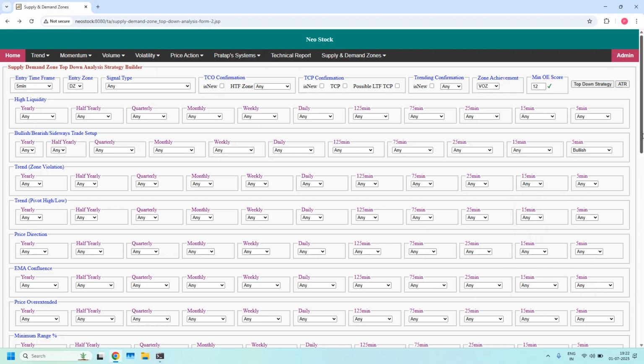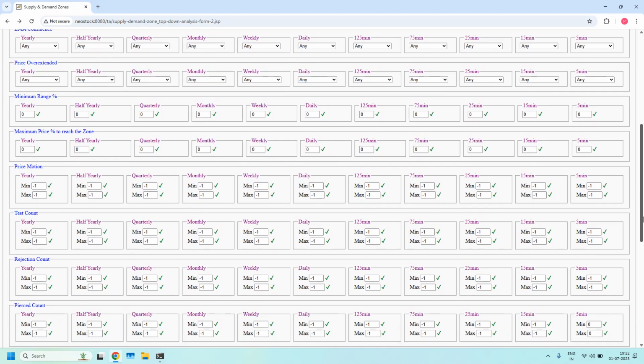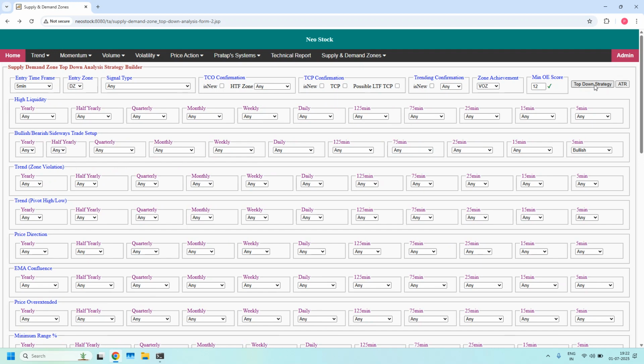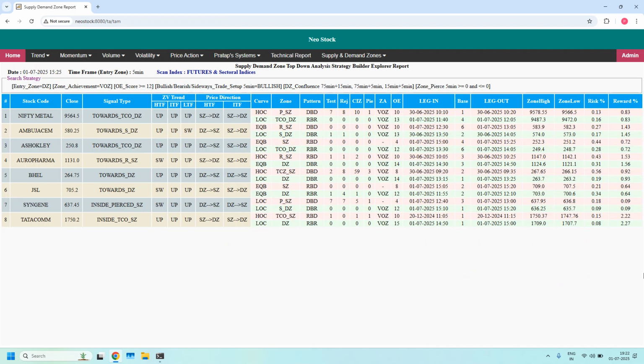5 minutes, 15 minutes and 75 minutes demand zone confluence supported stocks. 3 filters we have to set. First one is already enabled. 5 minutes and 15. Next 5 minutes and 75 minutes. And 15 minutes and 75 minutes demand zone confluence. With all the 3 filters, we got 8 stocks.